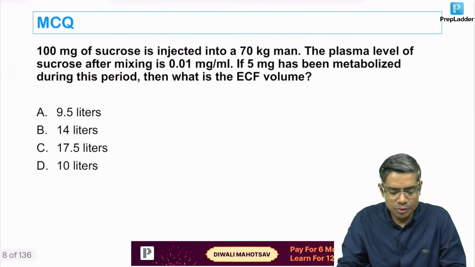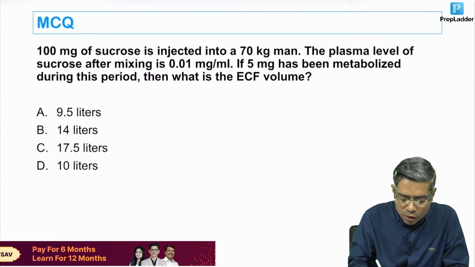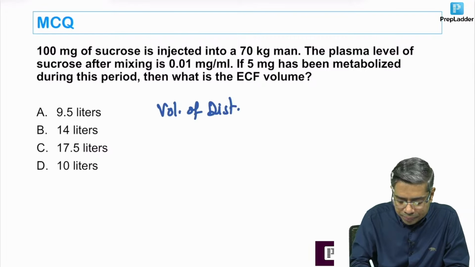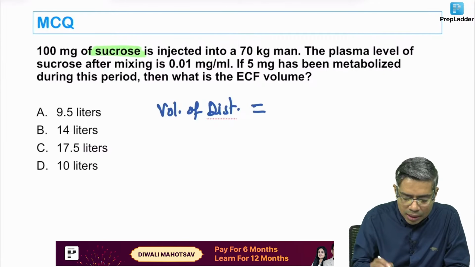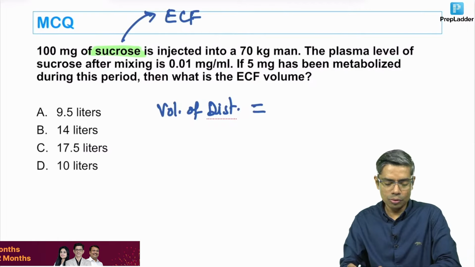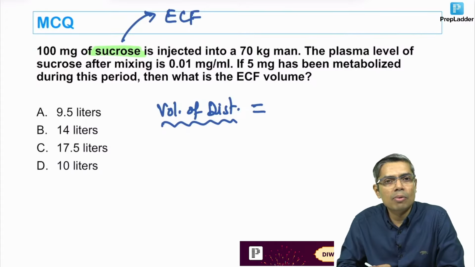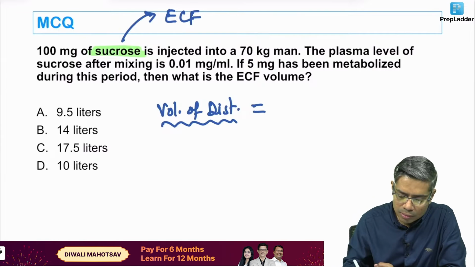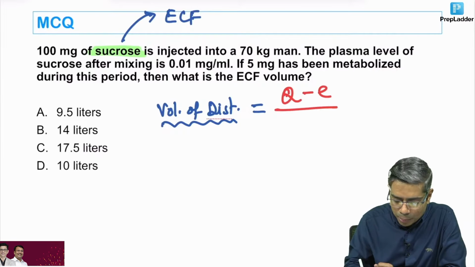Now coming to the next question. This question is based on one principle which is known as the volume of distribution principle. Whenever you are injecting sucrose, I believe you remember that the sucrose will be distributed in which kind of fluid? ECF, extracellular fluid. And this volume of distribution of sucrose can be calculated from a formula known as the volume of distribution formula, that is (Q minus E) upon C.